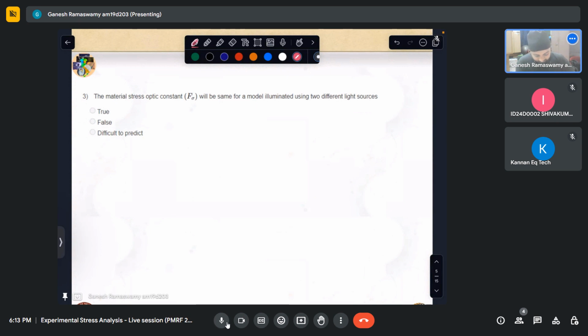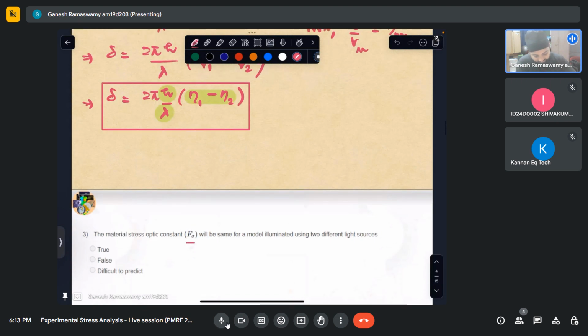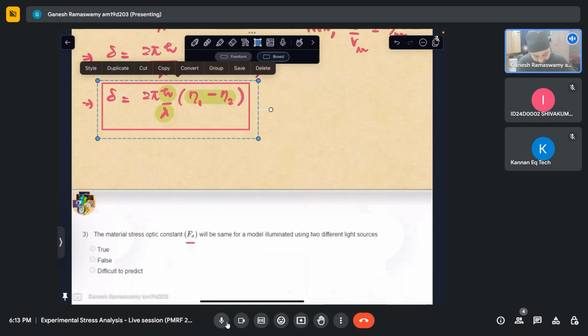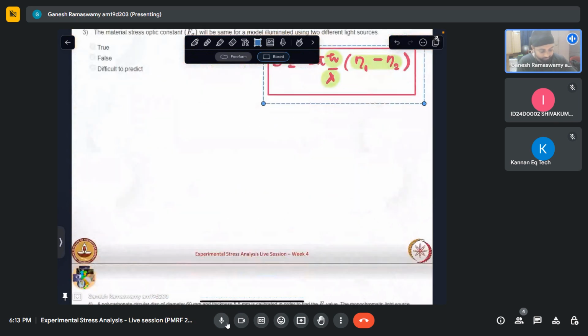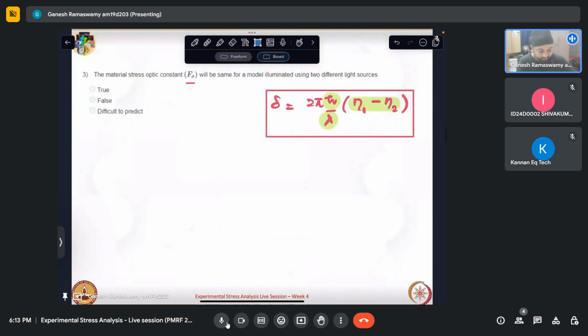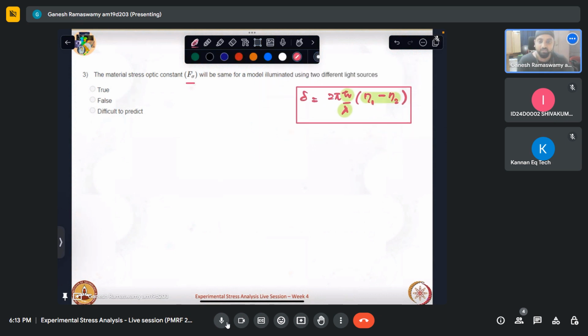Now the material stress optic constant F sigma will be the same for the model illuminated using two different light sources, is what is given. So here I'll just take this. This is one piece of information that we have. So far so good. So we have been able to relate the retardation to the refractive indices of that material for the two rays.